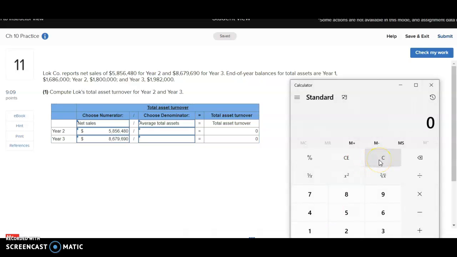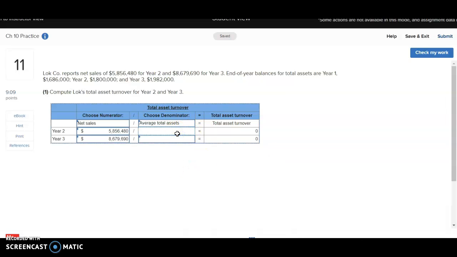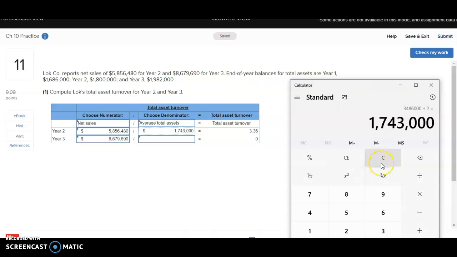So what we're doing is we're adding years 1 and 2 and dividing by 2. Year 1 was 1,686,000. Year 2 was 1,800,000. And then we're going to divide them by 2. And that's going to give us our average total assets for year 2 of 1,743,000. That's going to give us a total asset turnover of 3.36.